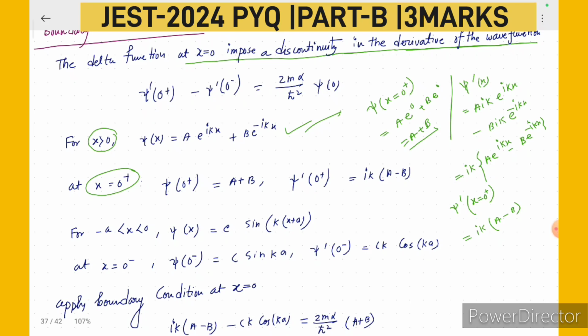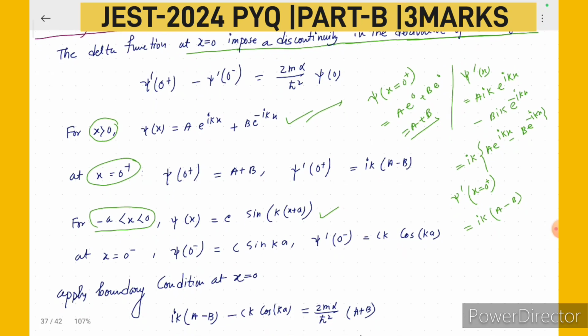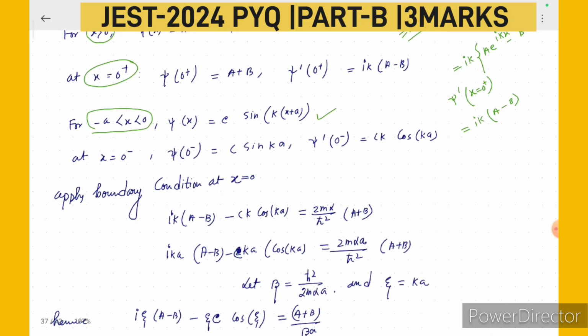Similarly, for the other region, minus a less than x less than 0, the wave function is psi of x equals C sine (kx plus a). At x equals 0 minus, we get C sine of ka, and its derivative is Ck cos ka. Now we apply the boundary conditions at x equals 0.